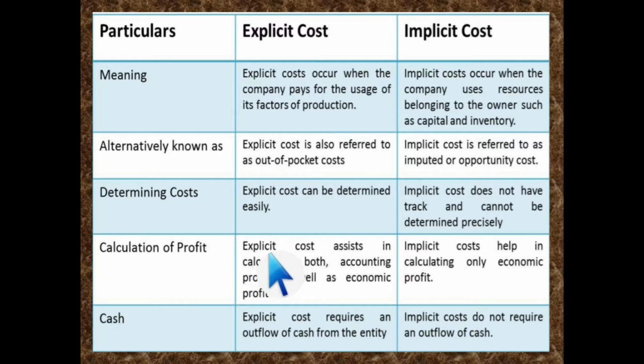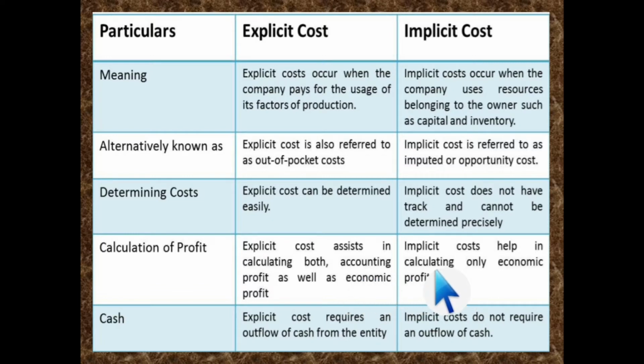Then next, explicit cost assists in calculating. See, one thing to remember: through explicit cost you can calculate both accounting profit and economic profit. But implicit cost is used only for calculation of economic profit. You can get the formula for the economic and accounting profit, you can easily get it from that.